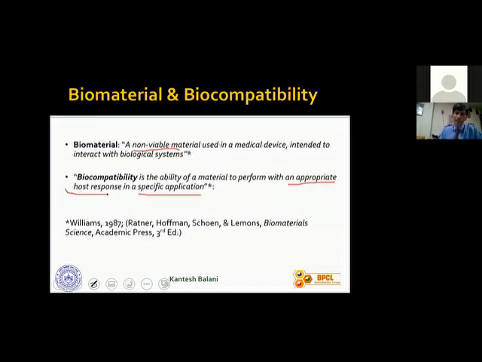They are taken from Williams and Gartner. And one more part to highlight: while effectiveness is important, safety is mandatory. It means that if I'm using an implant to help me with functionality, it should not hamper anything else in the body. So safety is of utmost importance.